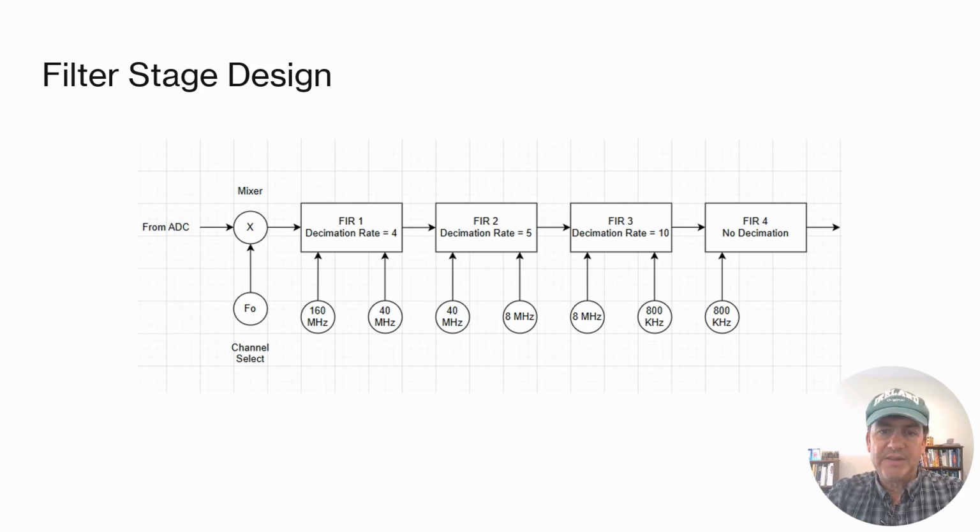Now that we have the basics, let's design our filter chain. To cut to the chase, the complete design is shown in the diagram. The chain consists of 4 FIR filters, 3 of which perform decimation. For each filter, the diagram shows the decimation rate along with the corresponding input and output sampling frequencies. The decimation rate is defined as the input sampling frequency divided by the output sampling frequency.